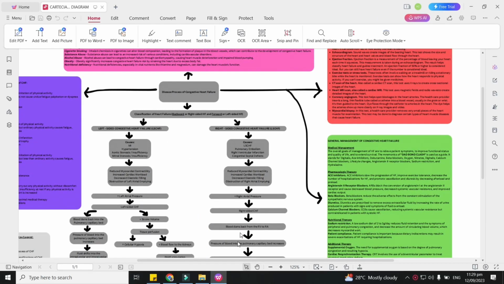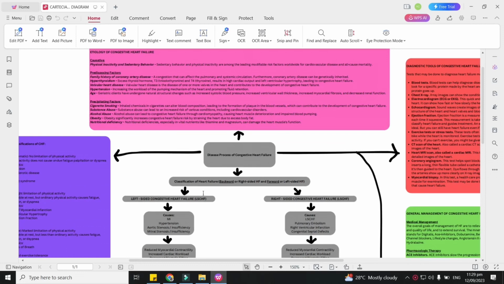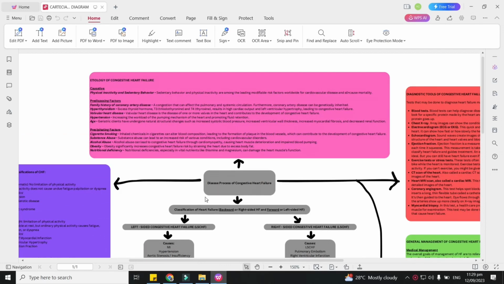So our disease process is focused on congestive heart failure. So let's talk about the etiology of congestive heart failure. As we all know, etiology means the cause or the set of causes or manner of causation of a disease or condition. That's according to the dictionary. So here, let's talk about why a person may develop this specific disease process.